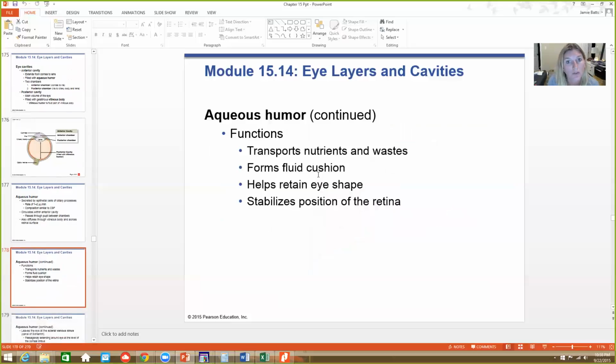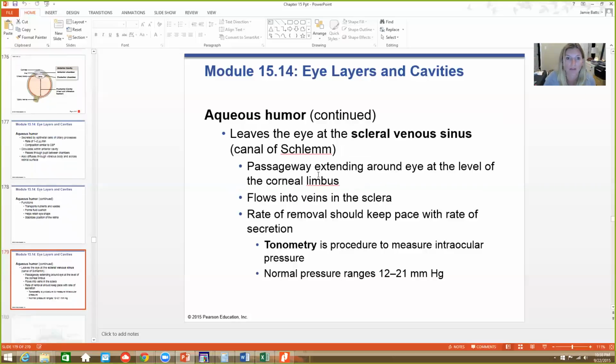Overall, the function of the humors is to transport nutrients and waste, and help to form a fluid cushion. It also helps to maintain the shape of the eye by filling the space so the eye isn't empty and squishy. And it also helps to stabilize the position of the retina, hold that back and in place so it doesn't shrivel up and implode in the eyeball itself.